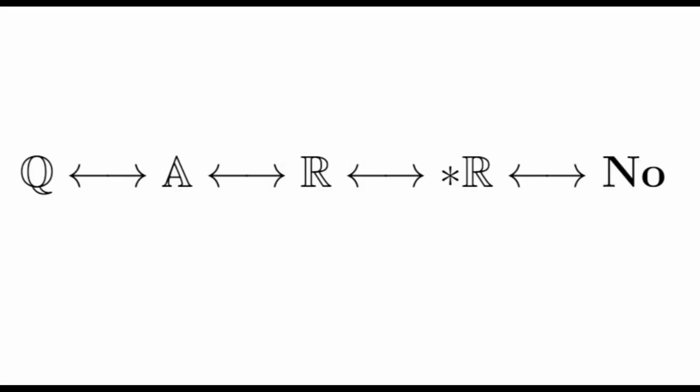In a previous video, we showed that the real numbers R were a field extension of the algebraic numbers A, which in turn are a field extension of the rational numbers Q. We also extended the reals to include transfinite numbers and infinitesimals by forming the hyperreal star R. If you haven't seen that video, I'll place a link in the description.